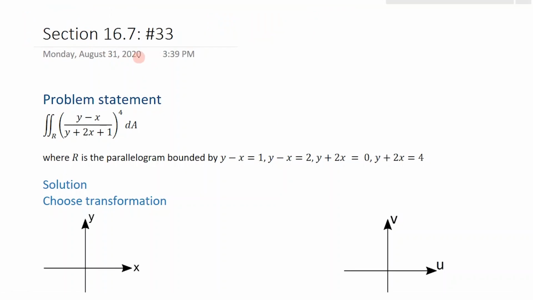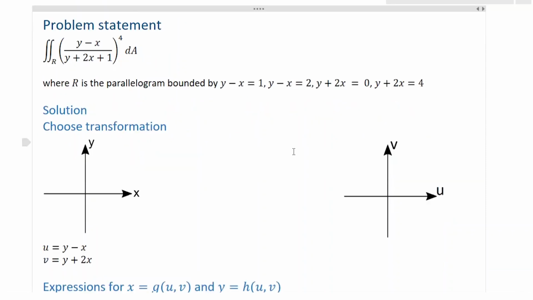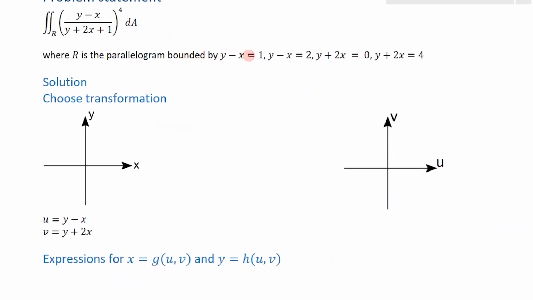Problem 33 from 16.7 gives you this integral here. It's a double integral over a region R that's a parallelogram bounded by these 4 lines. Let me sketch what those lines are. We have y minus x equals 1, which we can also write as y equals 1 plus x.